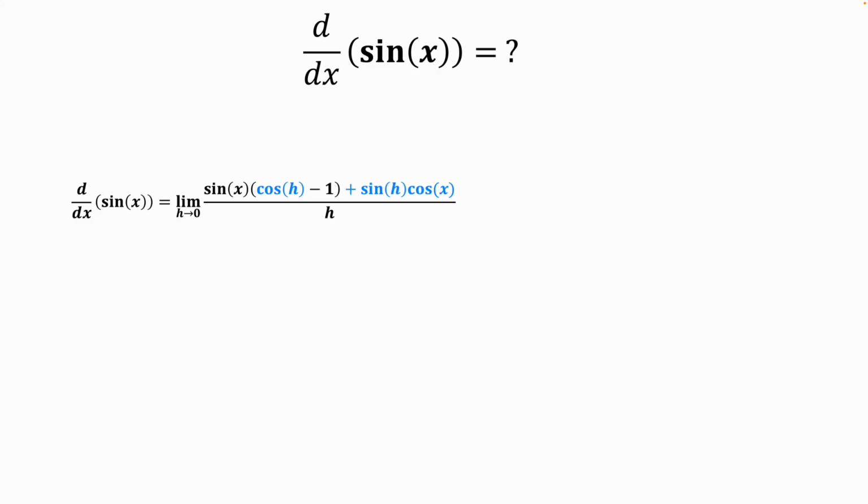The now second term, the sine of h times cosine of x, those two are being multiplied. Multiplication is commutative, so it doesn't matter the order in which I multiply them. So what I'm going to do is actually flip that order. Again, I promise you it's going to make our life a little bit better.